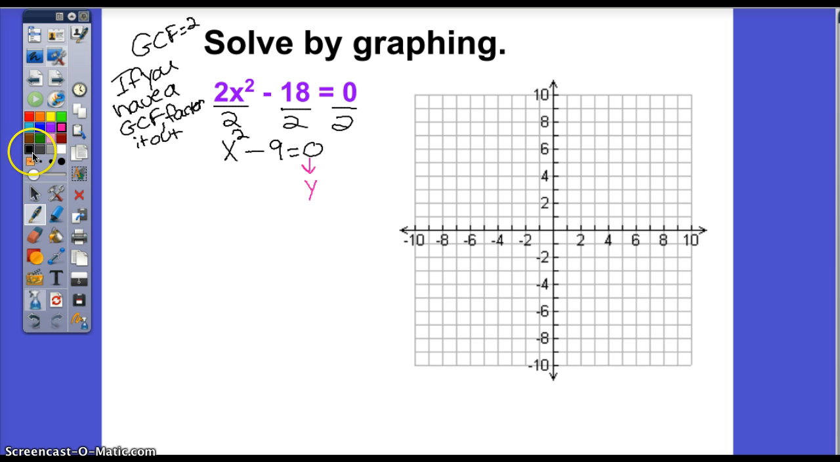It just makes it easier. We know that we're going to look at the zeros for our answer, but we still have x squared minus 9 equals y. So this is the equation that we're going to be finding our axis of symmetry, etc. for.